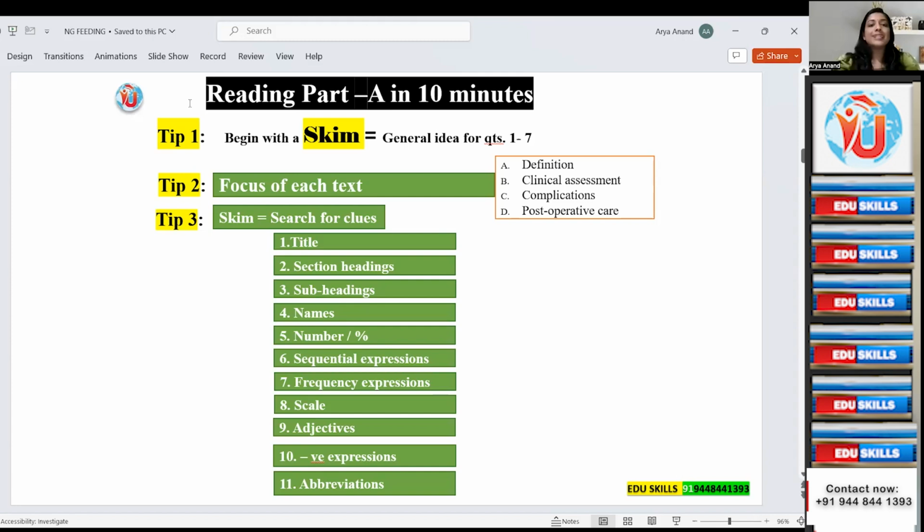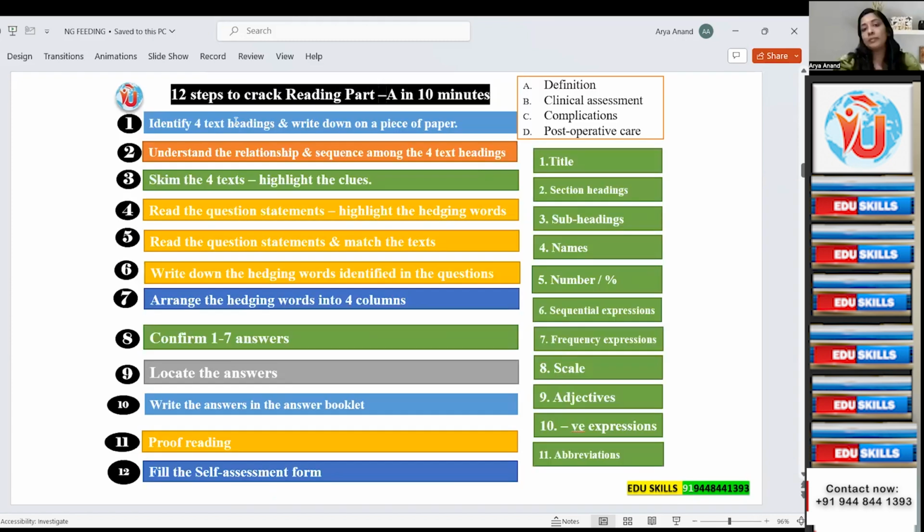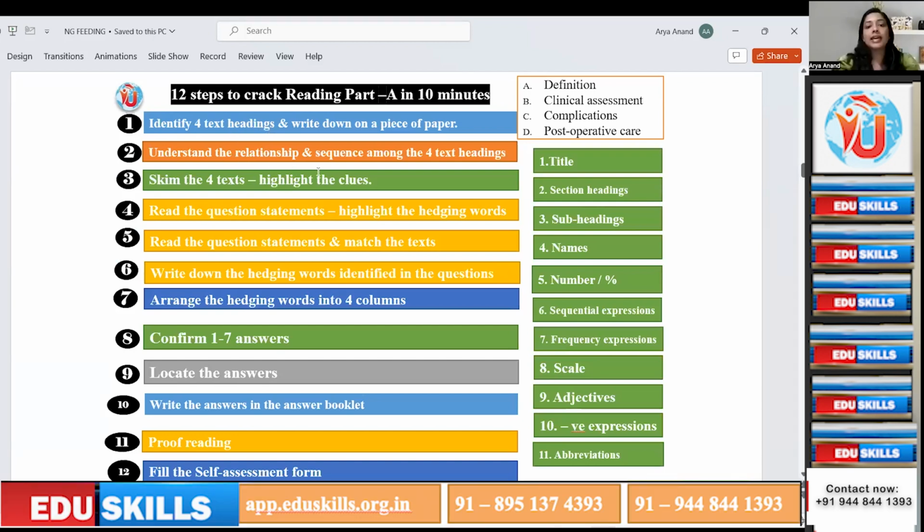And 12 steps to crack reading part A in 10 minutes. First one is identify 4 text headings and write down on a piece of paper. Understand the relationship and sequence among the 4 text headings. Skim the 4 texts, highlight the clues, read the question statement, highlight the hedging words. First you need to skim the text and highlight the clues, then you need to know the sequence. You need to write the sequence on your text booklet. Then read the question statement, highlight the hedging words.